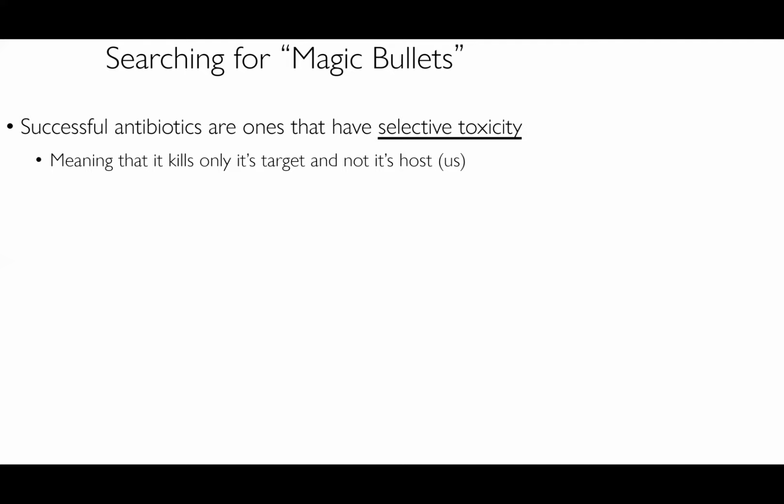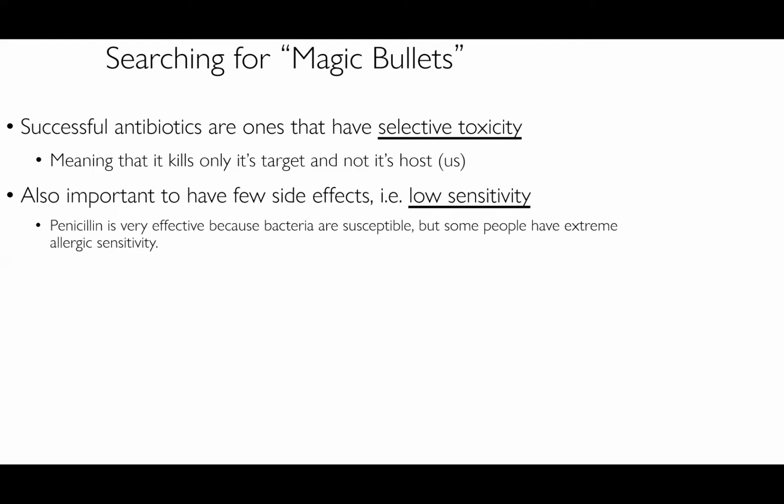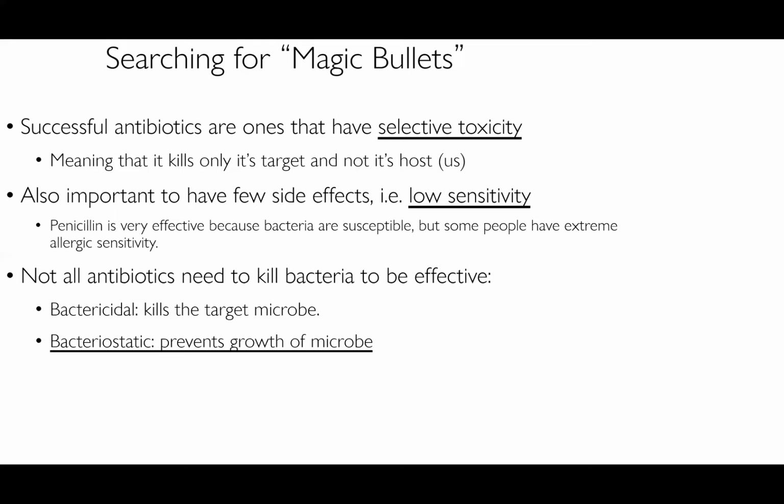And so the successful antibiotics that we've deployed, and there are hundreds of them, are the ones that have selective toxicity, meaning that they kill the bacteria, but they are not dangerous to us, or they have limited side effects when we take them. It's also important to have very few side effects, aka low sensitivity. For example, penicillin is really effective because the bacteria are susceptible, but a very small proportion of people have an allergy or a sensitivity to penicillin. But that being said, I'm sure you all know someone or have heard of someone that has a particularly nasty sensitivity to an antibiotic.